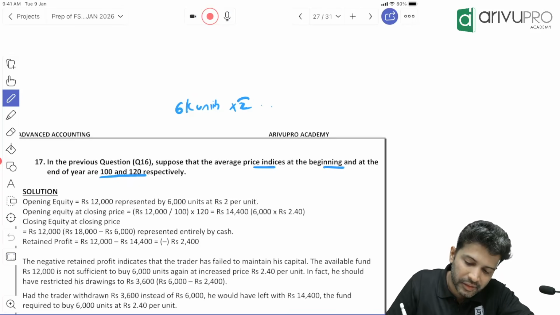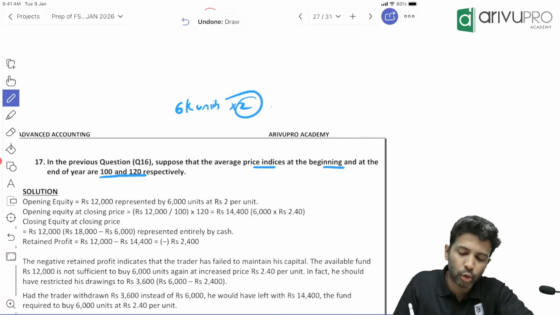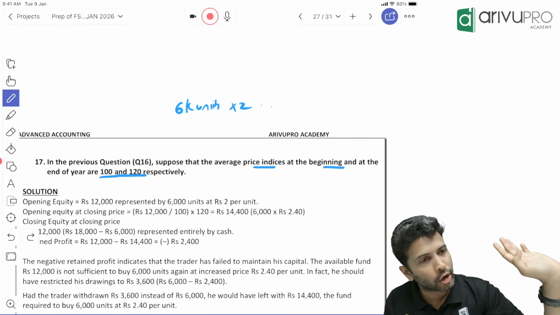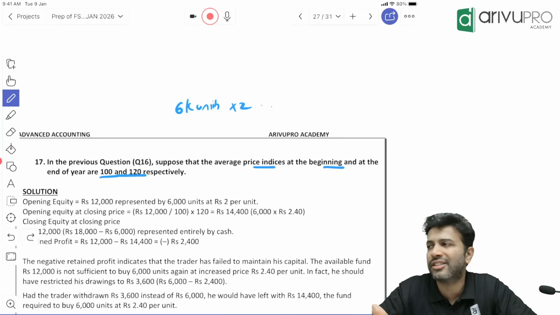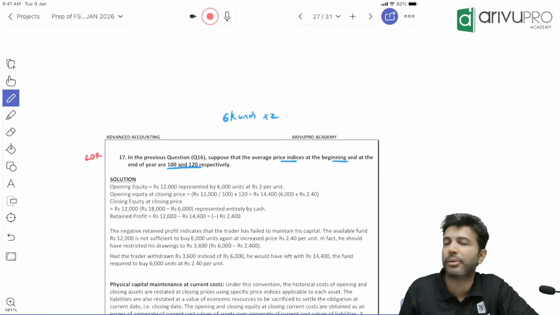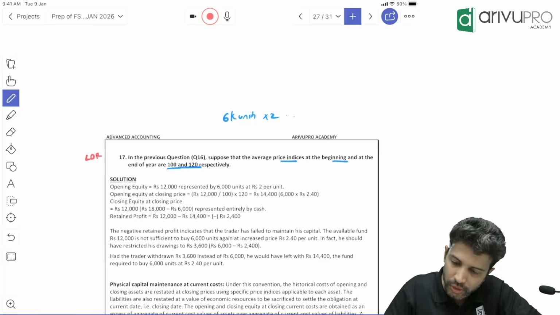That means next year, will the price be 2 rupees or will it increase? It will increase. So it will not be 2 rupees, it will increase by 20%. Now if you withdraw the entire 6,000, will you be able to buy the same 6,000 units next year, or can't you? You can't. So here we have to do something. Everybody got it? All right.